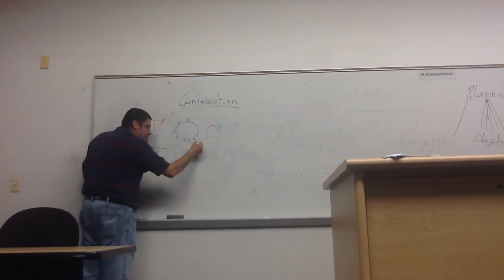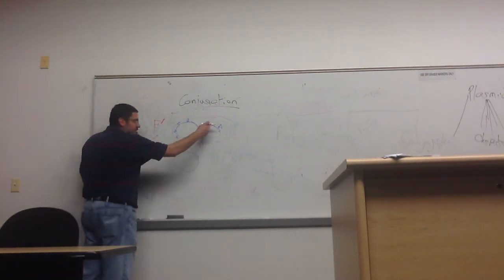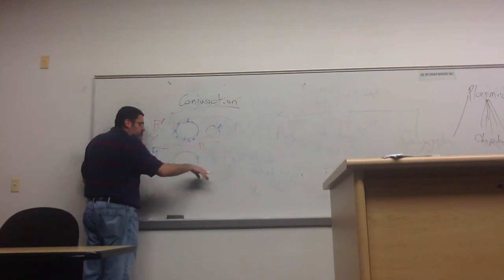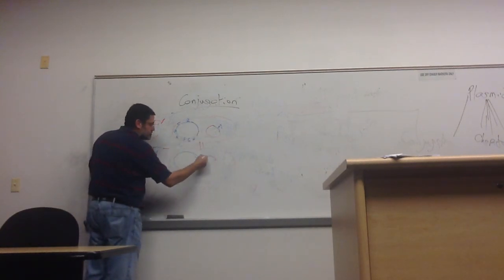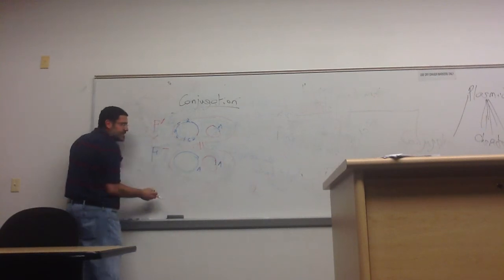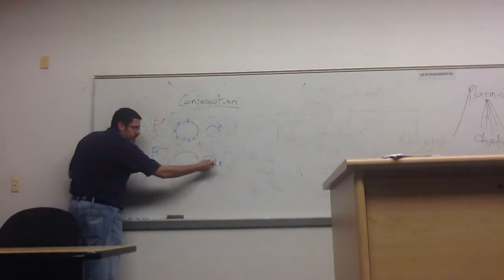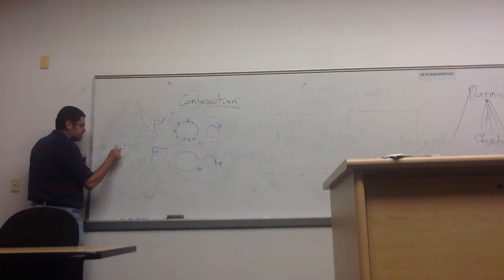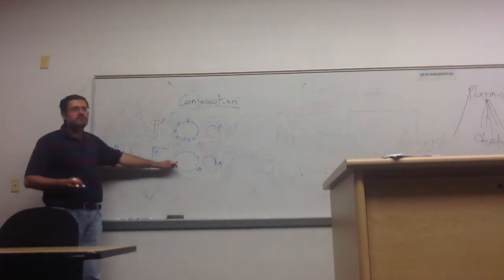This F prime can mate with the F minus. This is small enough to be transferred in its entirety. So basically, look what happens. This cell already had an A here. It's a merodiploid. So this one does both.